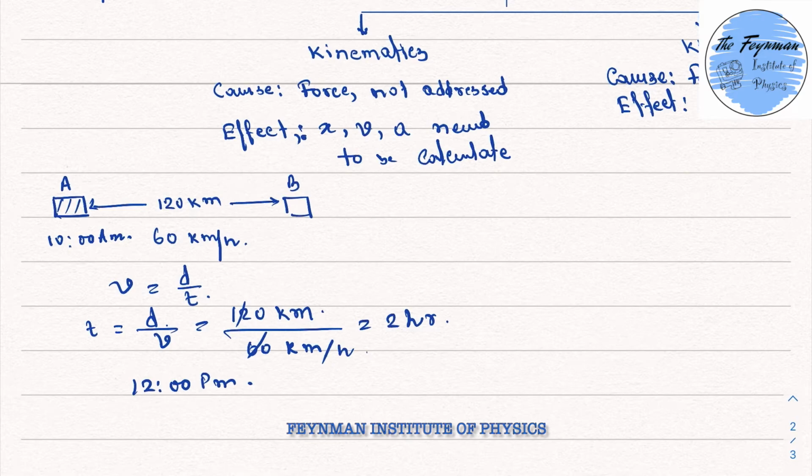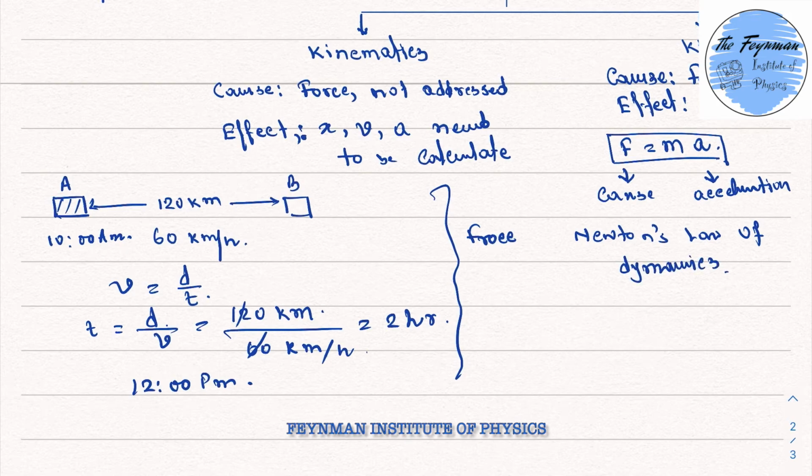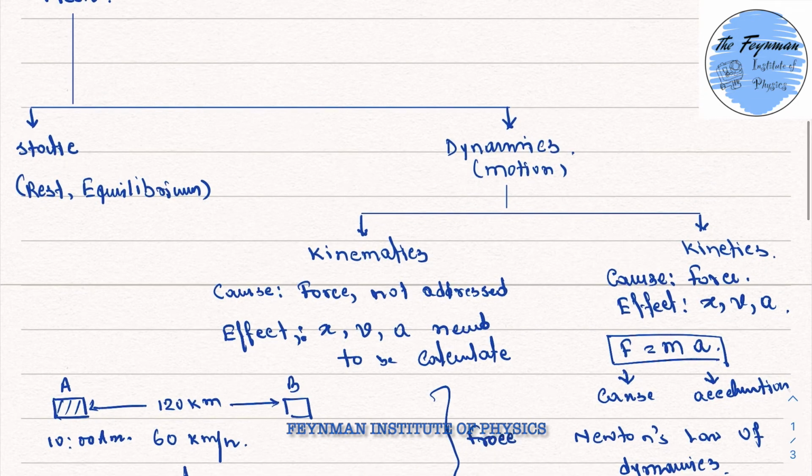So for solving this kind of problem, we do not need to address the force. That means we do not need to find what amount of force the locomotive is actually applying. So this kind of problem is solved under the heading of kinematics. But we know Newton's second law, that is force is equal to mass into acceleration. Here force is the cause which is producing an effect, that is acceleration. So we are addressing both cause and effect in this kind of situation. So this is known as Newton's law of dynamics, as we are addressing both cause and effect.